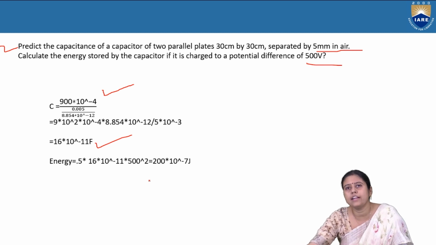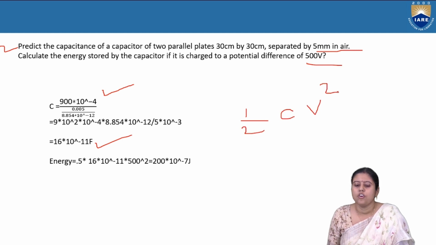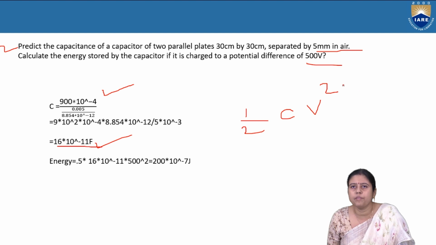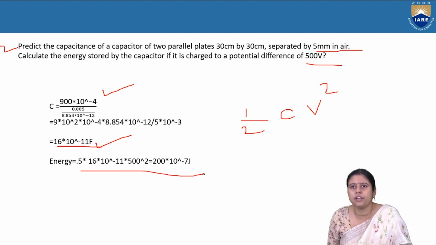So what is the energy? What is the energy formula for a capacitance? Half C V square. What is the value of C? The C value we have from this equation. What is V? V is given 500 volt. So if we put the value, we will get the energy.